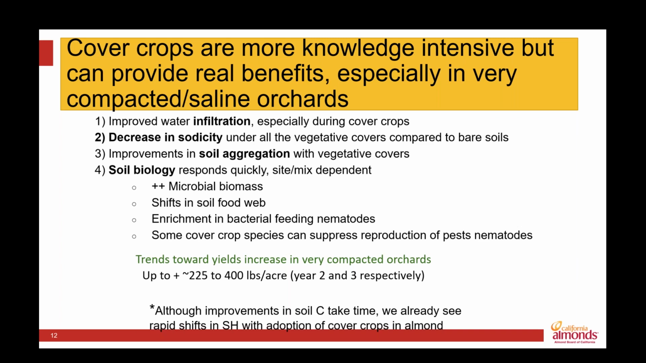Yield trends look better where that soil compaction was dealt with. Now, realizing nothing with soils and nothing with trees happens really fast, so it took time to start seeing changes in soil carbon and or yield.